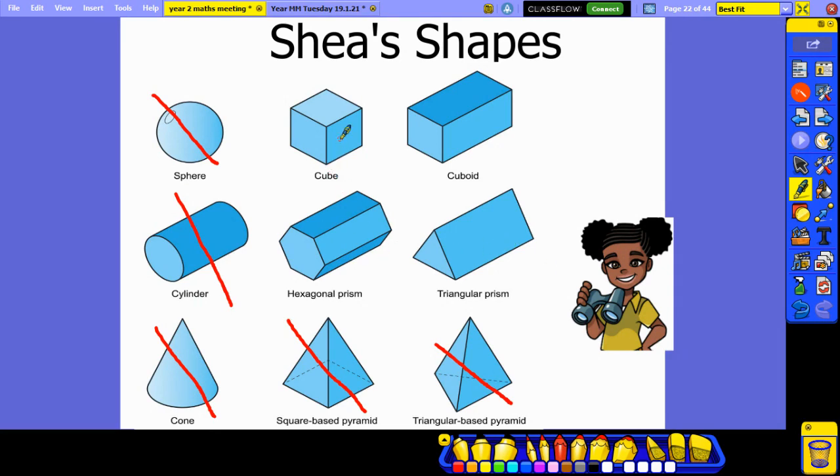Let's have a look up here. A cube. How many faces does a cube have? 1, 2, 3, 4, 5, 6 faces. She has said her 6 faces all had to be the same shape. The cube has a square on every face. Shia must have been thinking of a cube. 6 faces, all the same shape. Good job.